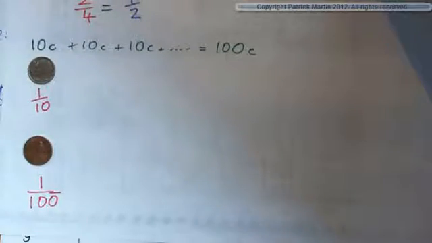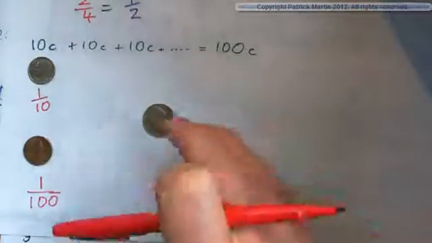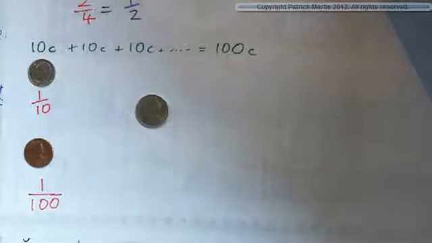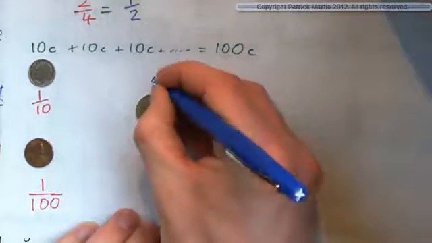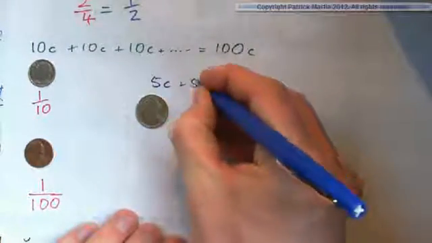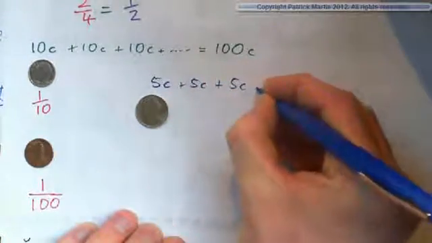Now just for fun, what's the nickel? What fraction of a dollar is a nickel? Press pause and see if you can figure it out. The nickel is worth 5 cents. How many 5 cents do we need to add up to get to 100 cents?